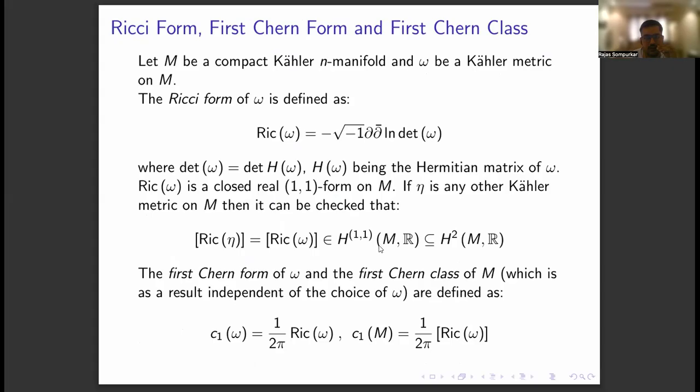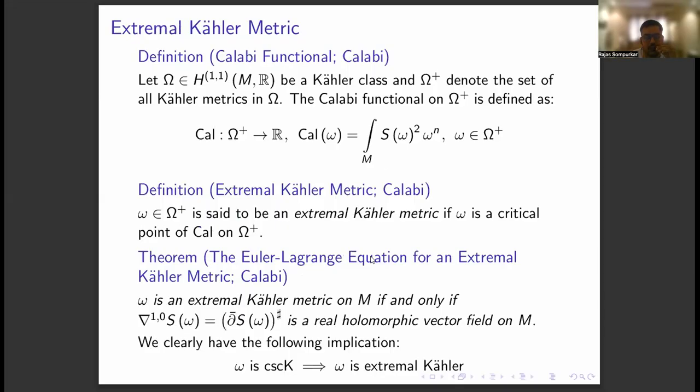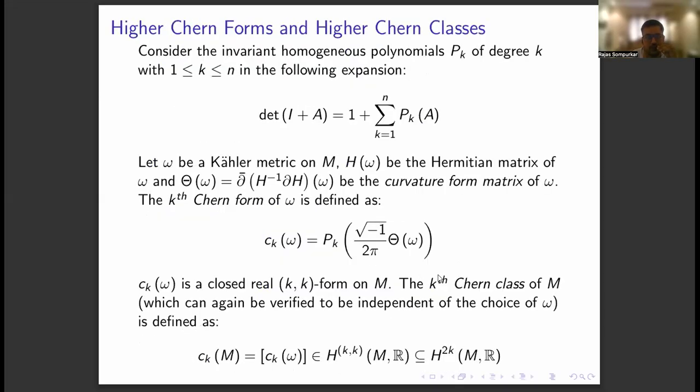So then we take the analogies of these things to the level of the top Chern form and the top Chern class, and then we get what are called higher CSCK and higher extremal Kähler metrics. So for that, first let us see how we define the higher Chern forms and the higher Chern classes.